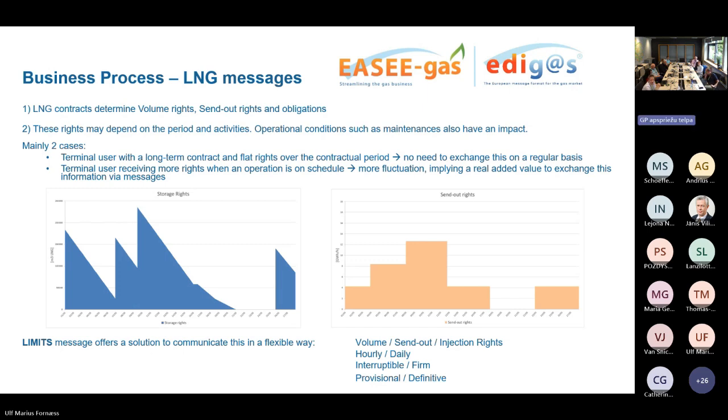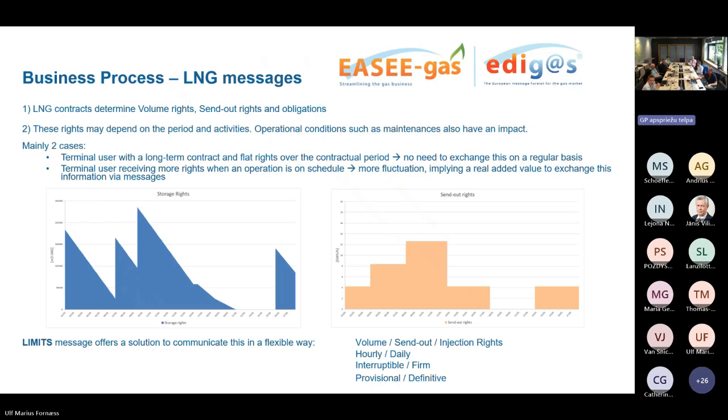not change regularly, so they don't need to receive them by message in an automated way. The second case is much more interesting for us, of course. It's when the rights will evolve with time, and the terminal user will receive more rights when an operation is on schedule, so when you have a loading or non-loading operation.